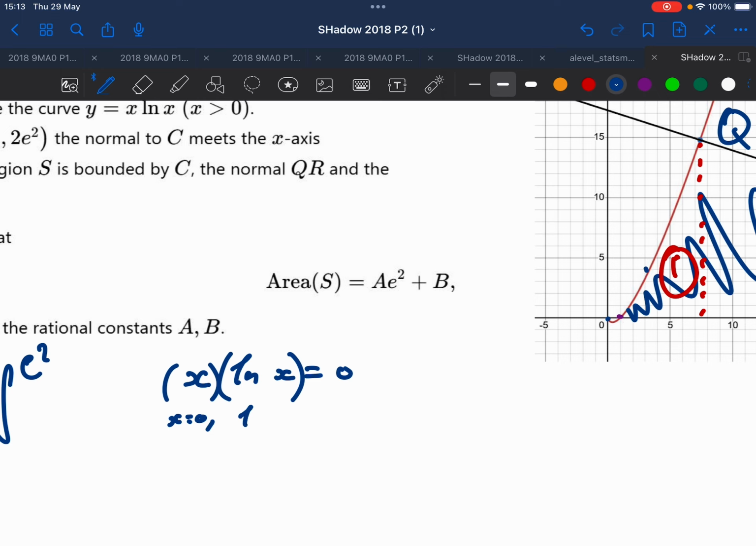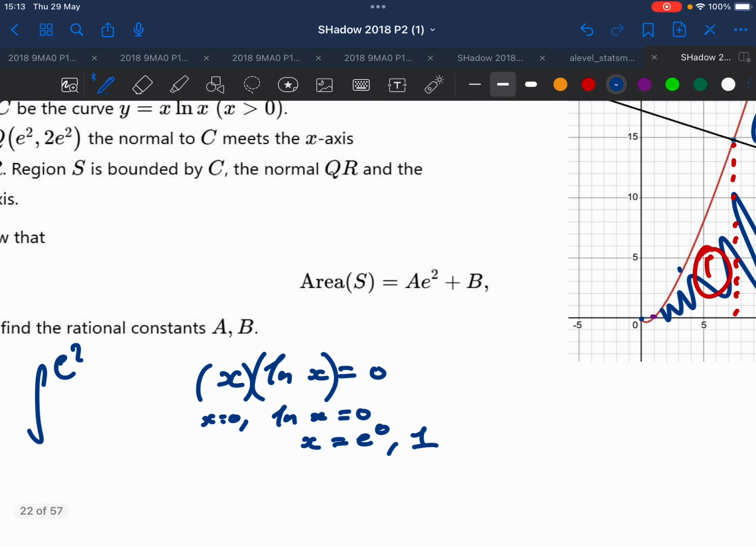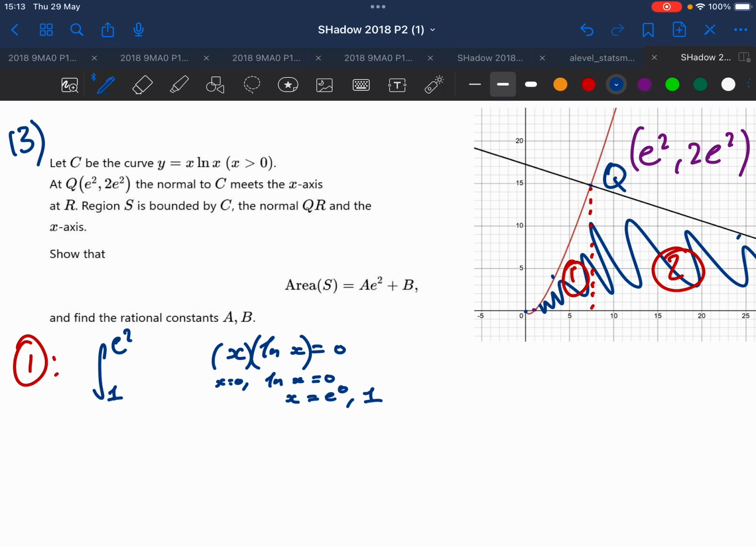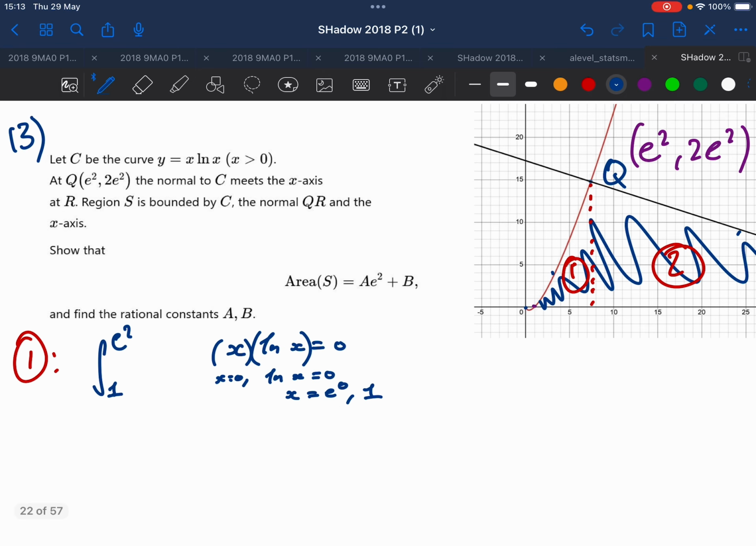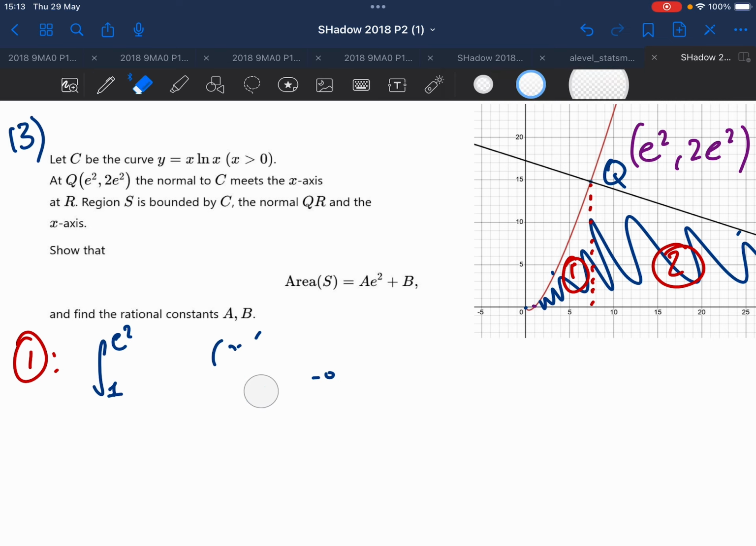How about this one here? This is when ln x is 0. If you apply e to both sides, you'll get that x is e to the 0, which is 1. Okay, so that's how you can find that limit there, which is not the easiest thing in the world, actually. So we're going between e squared and 1, and what are we trying to integrate? We're trying to integrate x ln x.